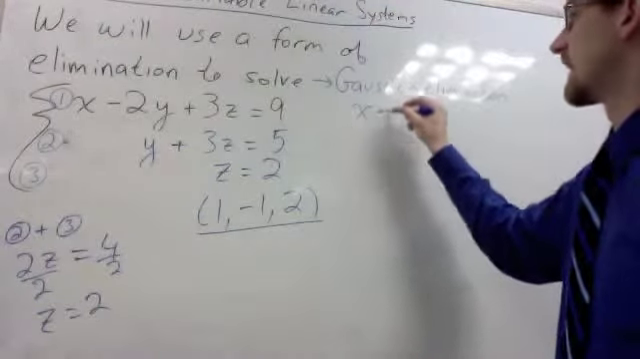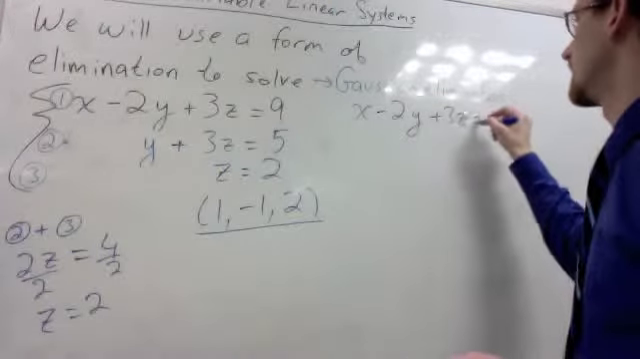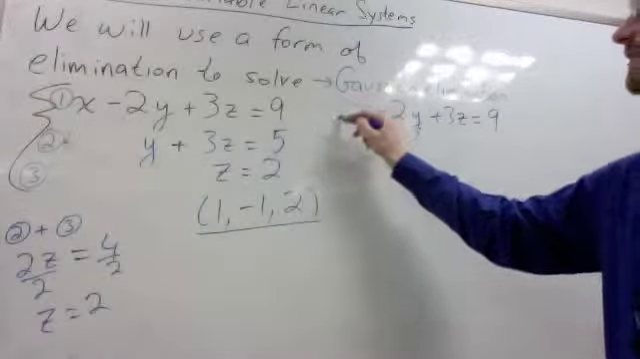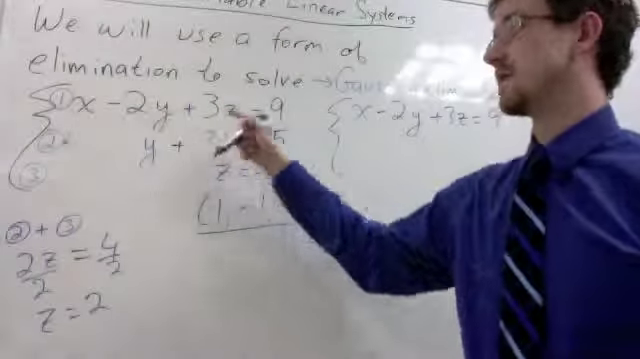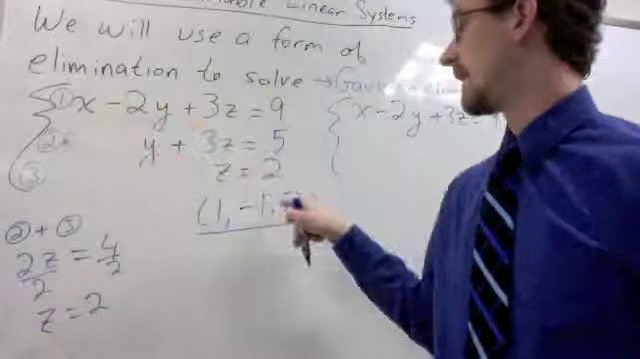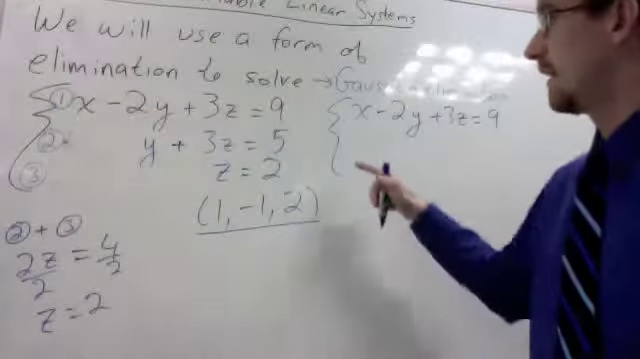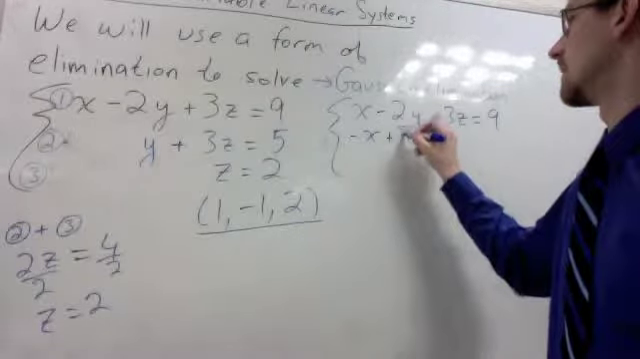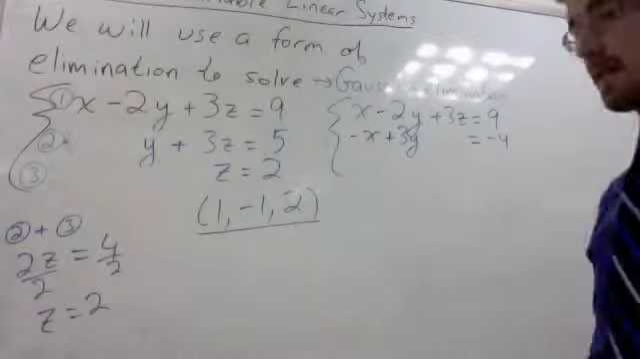Our original system was x minus 2y plus 3z equals 9. So we can check, that was our first equation, we can check this in our original equations. This equation was already here. So that's 1 plus 2 plus 6, 1 plus 2 plus 6 is 9. Our second equation originally was negative x plus 3y equals negative 4.